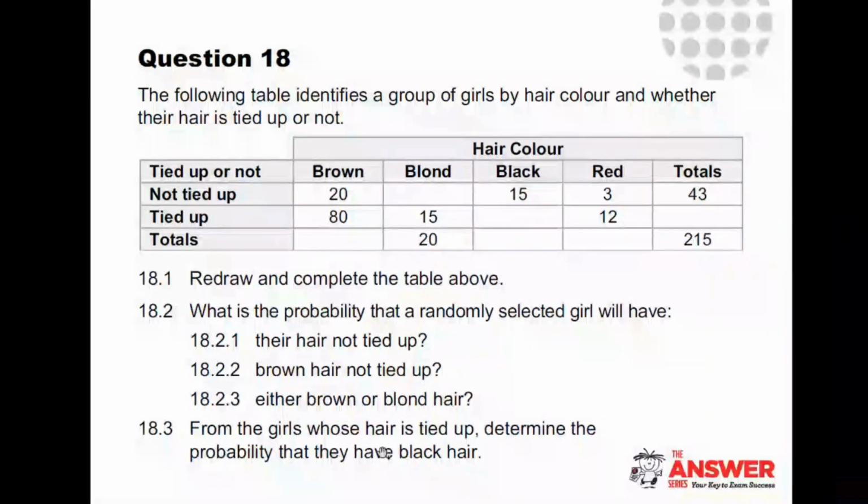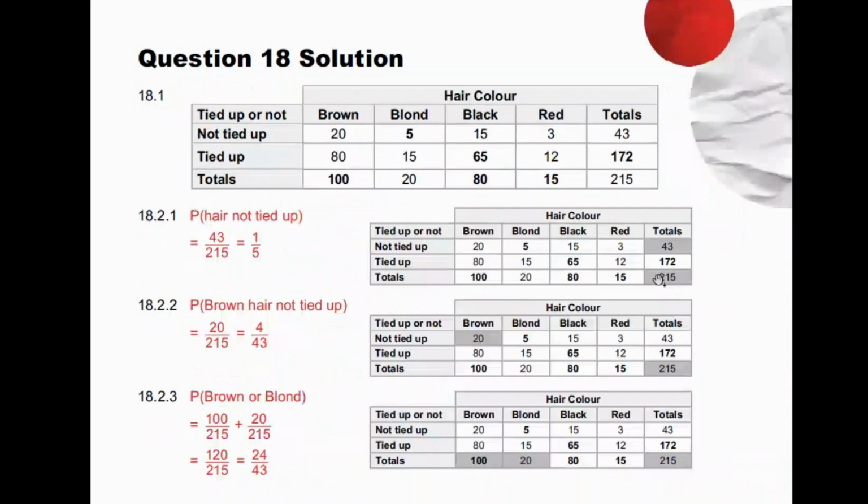And when we get to the next one, from the girls whose hair is tied up, in other words, it's not the whole class, it's just the ones whose hair is tied up. So what I've done in the solutions is I've redone the first question with the numbers filled in. I've redrawn each one next to it so that you can see exactly where I'm taking it.